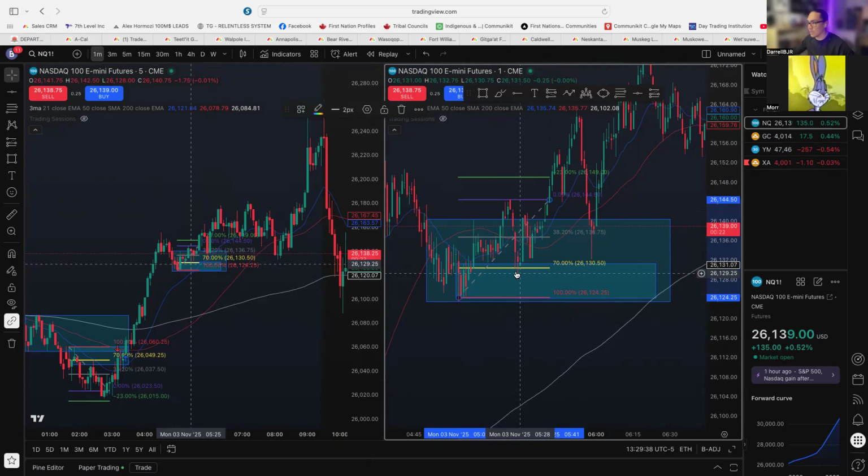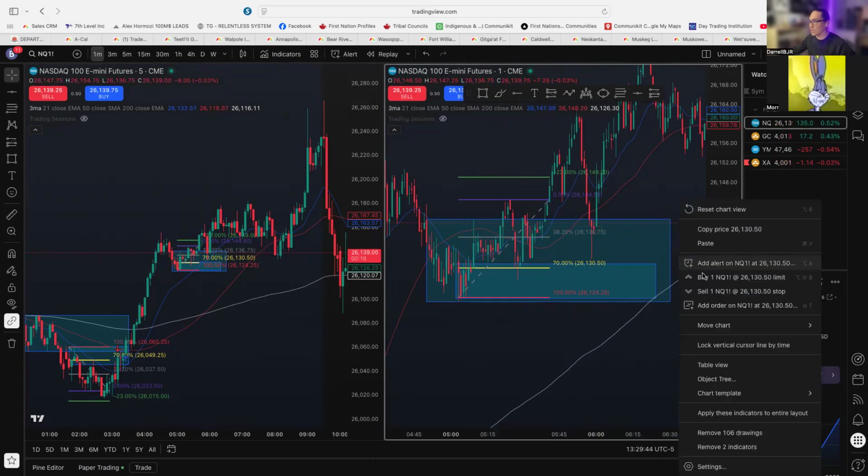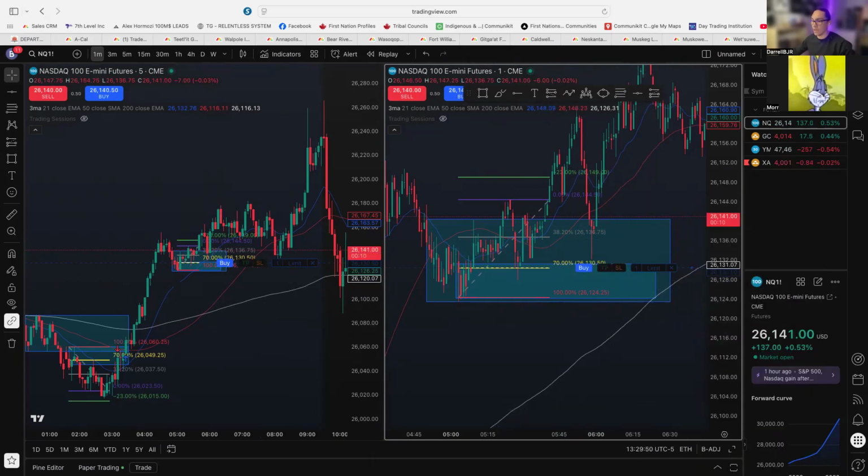Price came back down, 70% level activated, 1 to 3. Done. Then what you do when you're trading with TradingView, you just right click, you click buy or sell. I'm on my paper trading, so it's just demo, fake. Just get the reps in.